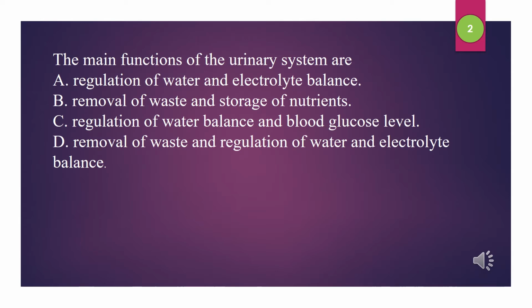The main functions of the urinary system are: A. Regulation of water and electrolyte balance. B. Removal of waste and storage of nutrients. C. Regulation of water balance and blood glucose level. D. Removal of waste and regulation of water and electrolyte balance. The answer is D. Removal of waste and regulation of water and electrolyte balance.